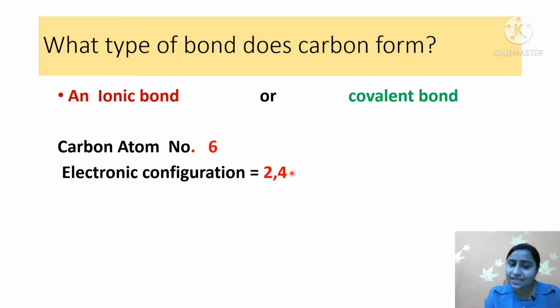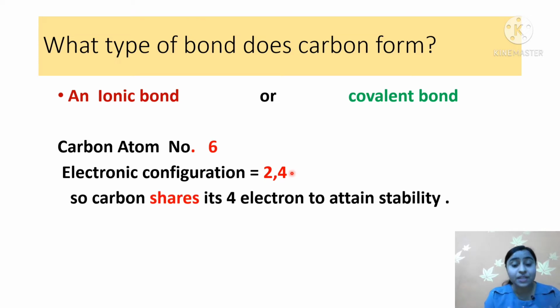As from here we can see that carbon has 4 electrons in its outermost shell, that is, in its valence shell. Now it becomes quite difficult for carbon to either lose 4 electrons or gain 4 electrons. So what are the other options carbon has? Carbon can share its 4 electrons to attain stability, and that is the reason why carbon forms a covalent type of bond.